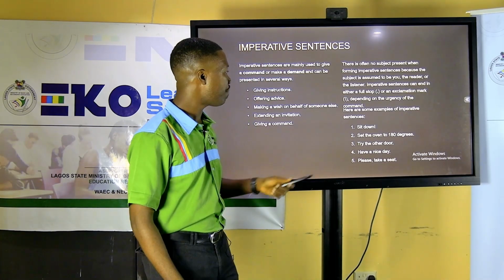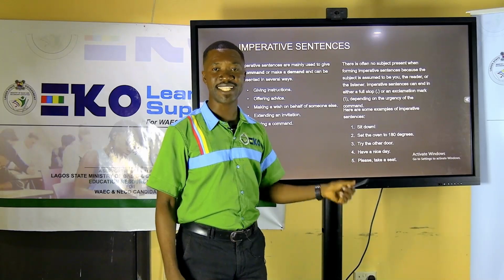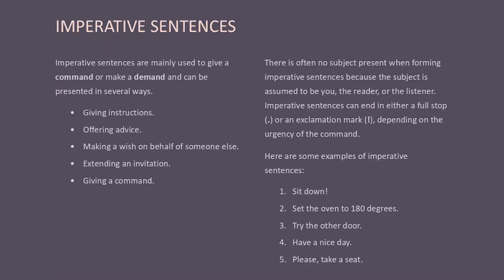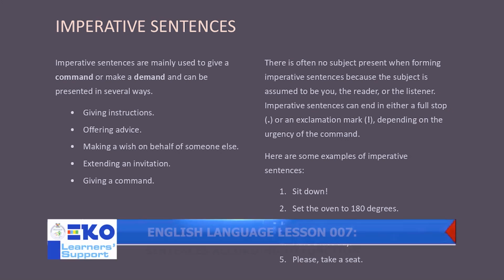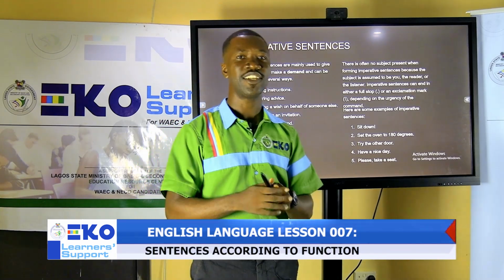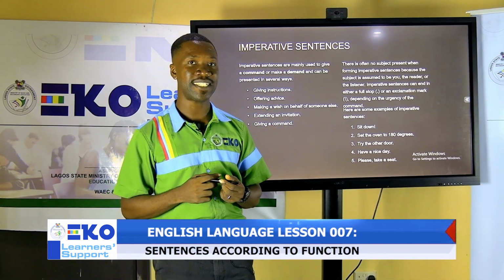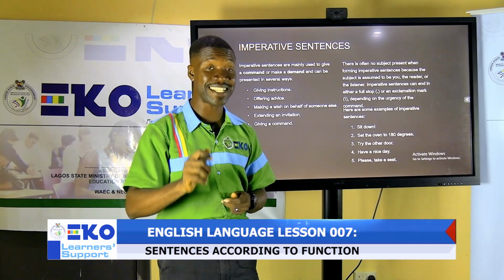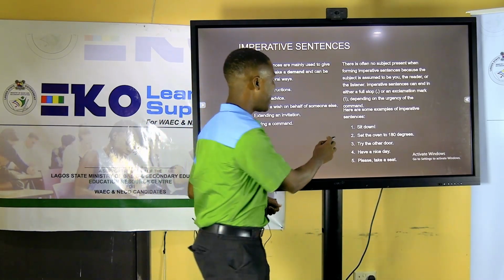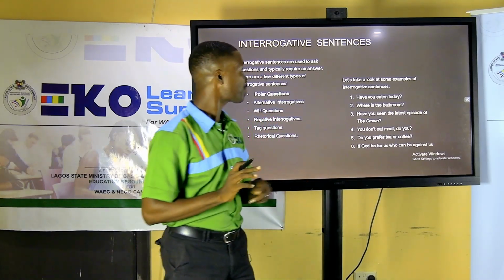Let's look at some example. Sit down. That's an example. Set the oven to 180 degrees. Try the other door. We can also have it in have a nice day. Those are imperative sentences. Please take a seat. Those are examples of our imperative sentences. Do we know how to use our imperative sentences now? Okay, let's move to the next sentence.